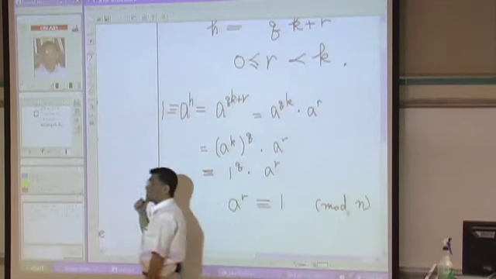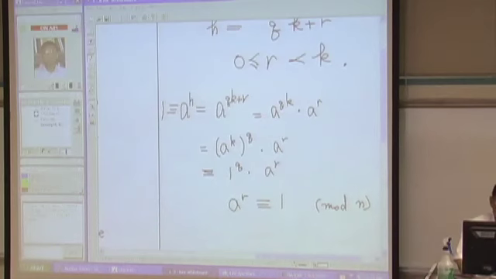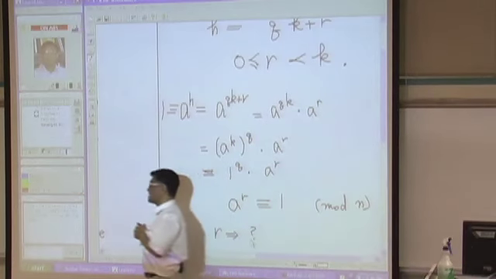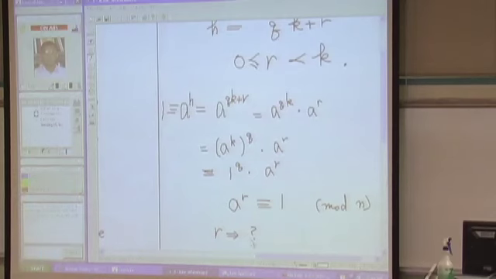Then r is chosen between 0 and k. So what should be r? R should be an integer between 0 and k minus 1. Can it be some number smaller than k? Can r be smaller than k or not? If you think it's possible, then say it.